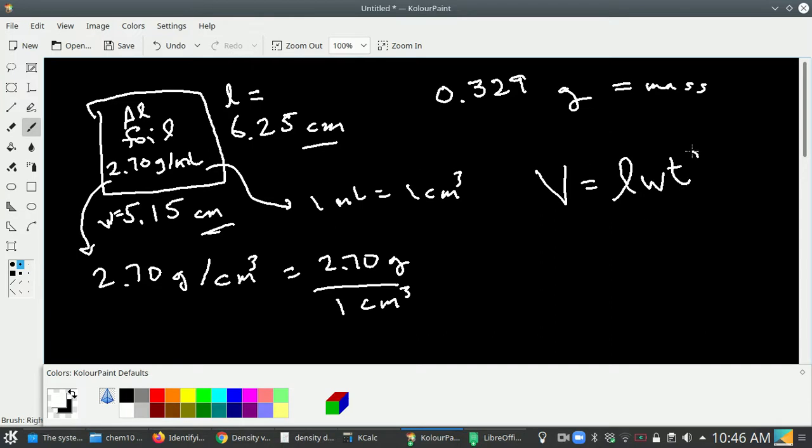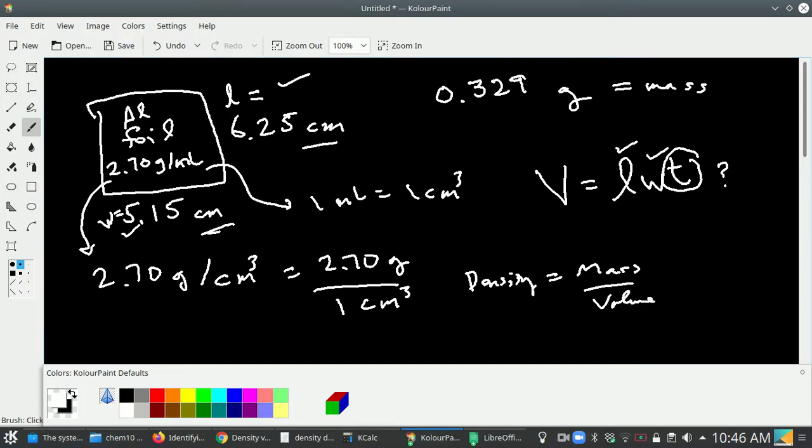So what I want to know is, what is T? Do I know the length? Yes, right there. Do I know the width? Yes, right there. Do I know the volume? Not really, but density is equal to mass over volume.